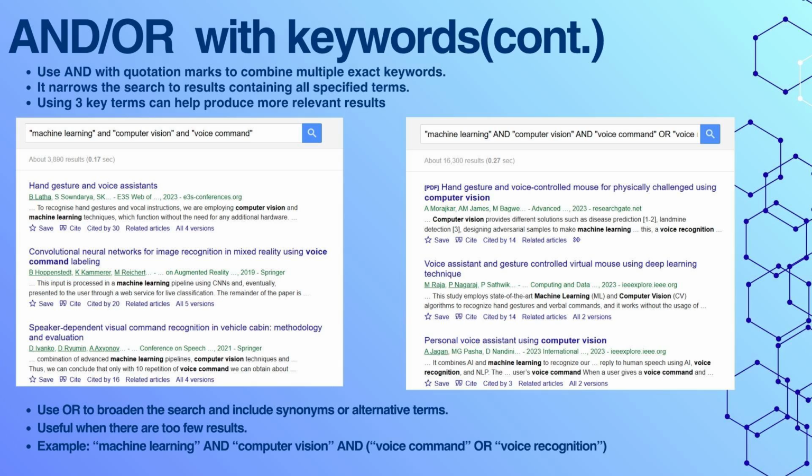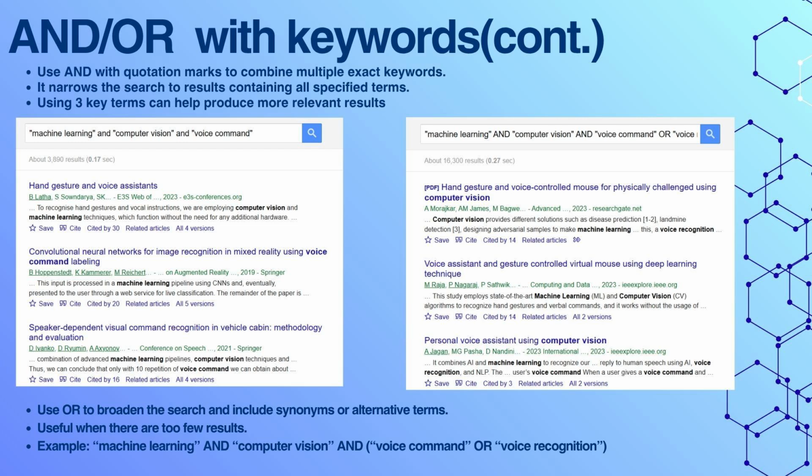Another useful method is combining keywords with AND or OR. Using AND makes our search more specific because the results need to contain all of the keywords we are looking for. For example, we could search for machine learning AND computer vision AND voice command. By combining these 3 terms, we are telling Google Scholar that we want results connected to all 3 areas. This can significantly reduce unrelated results and help us focus on studies that are closer to our actual research topic.